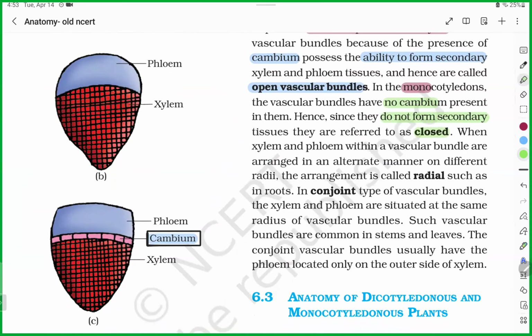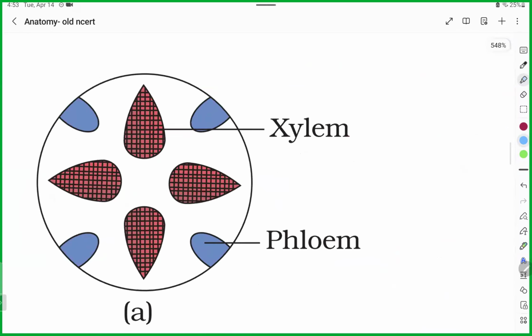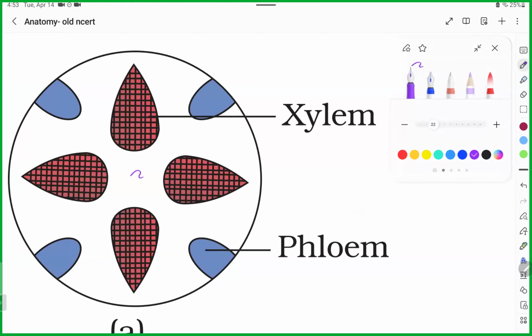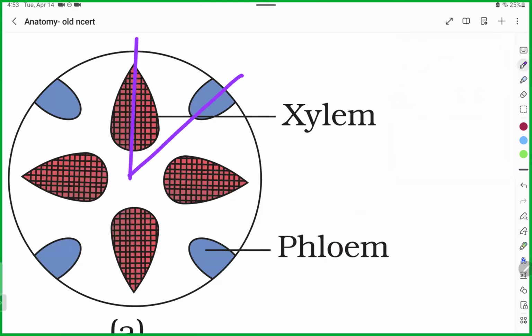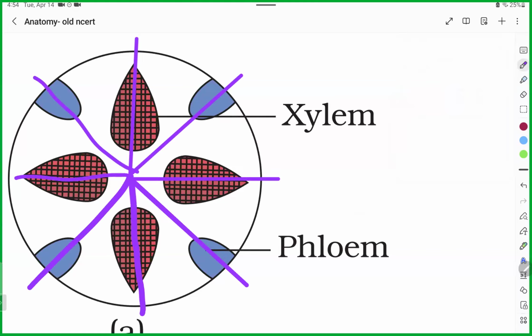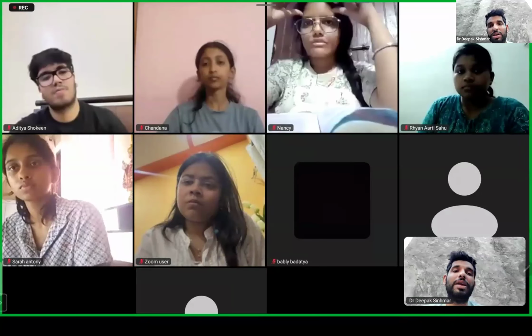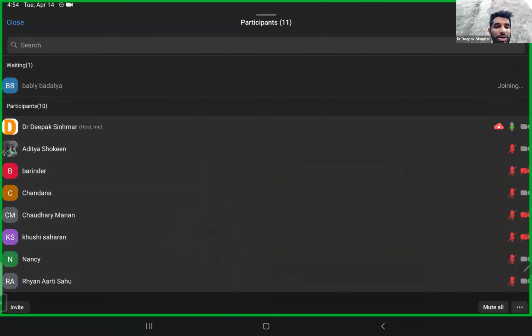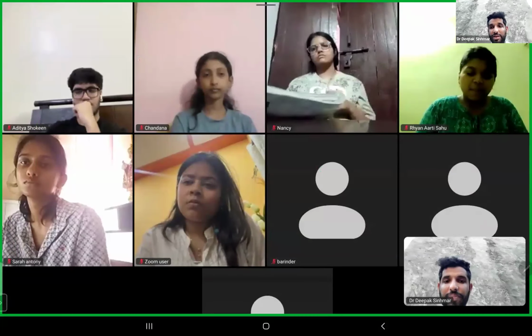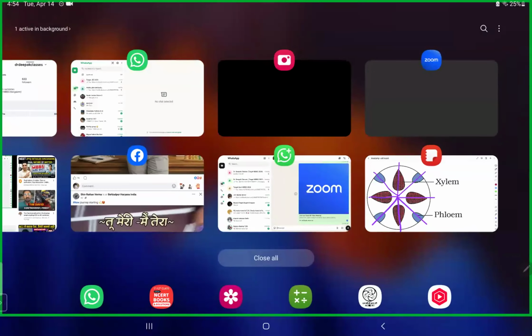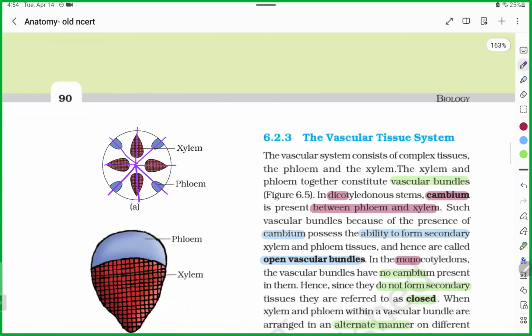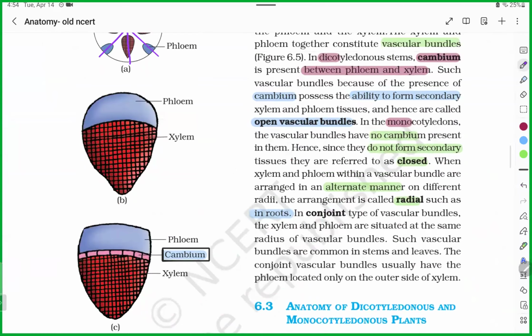Correct? When xylem and phloem are present in an alternate manner on different radii, that is radial arrangement, present in the root. First diagram. Alternate. How? One phloem, xylem, phloem, xylem, phloem, xylem, phloem, xylem, phloem. So radially it is present. That's why radial configuration in case of root. Radial in root.